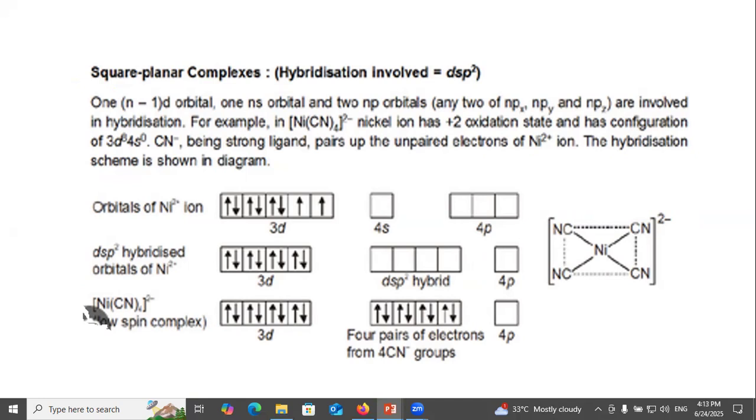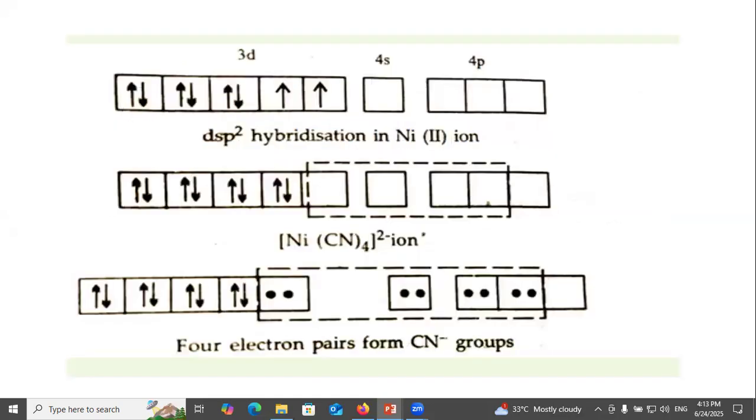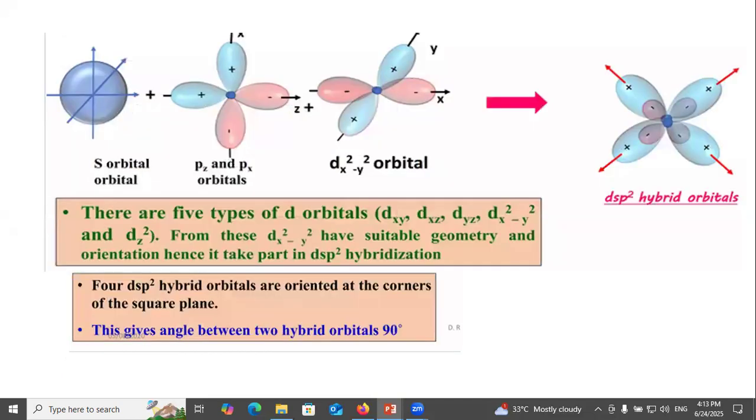tetracyanide, nickel ion has +2 oxidation state and has configuration 3d8 4s0. Cyanide, being a strong ligand, pairs up the unpaired electrons of nickel +2 ion. The hybridization scheme is shown in the diagram. Orbitals of nickel +2 ion. dsp2 hybridized orbitals in the nickel: one s orbital, px and py orbitals, dx²-y² orbital, giving dsp2 hybridized orbitals.